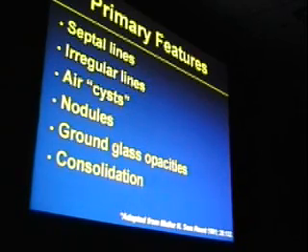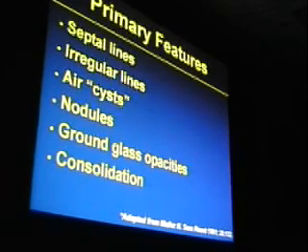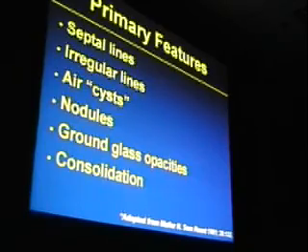Now, I think the best way to look at a high-resolution CT scan is to divide the primary features of ILD into 6 categories: septal thickening, irregular lines, air-filled cysts, nodules, ground glass opacities, and consolidations. I look specifically for these 6 features, and I will base my differential diagnosis upon the presence or absence of these individual features.